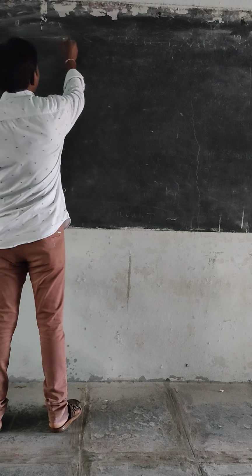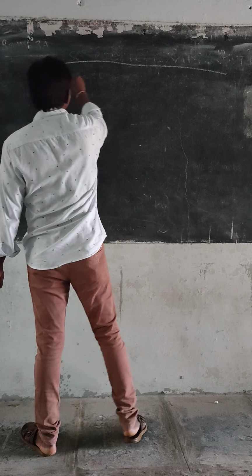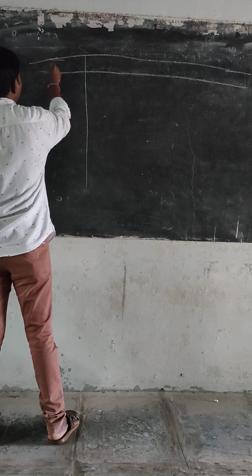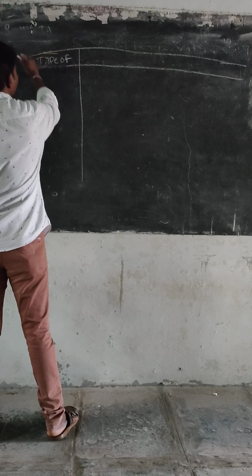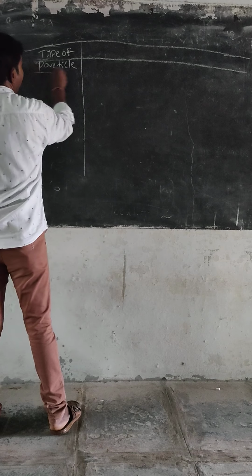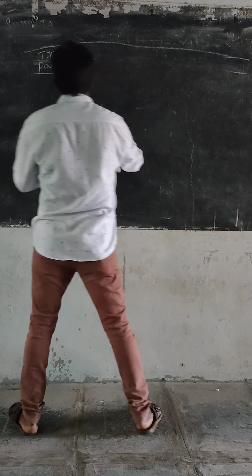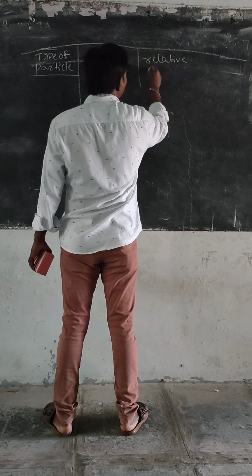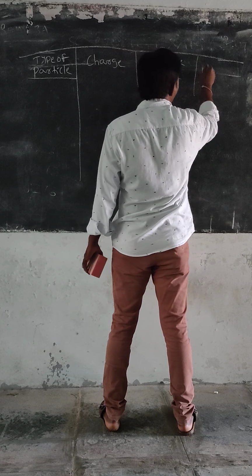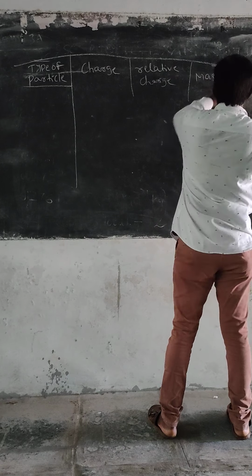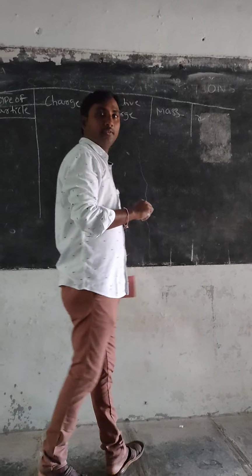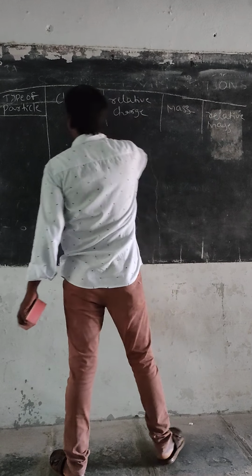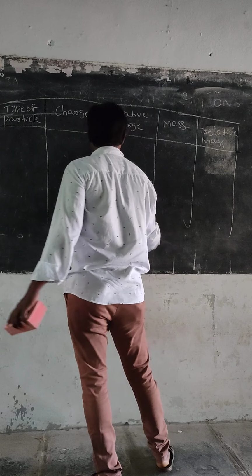Once we write the type of particles, then charge, relative charge, next mass, relative mass. Okay, we have discussed each particle.